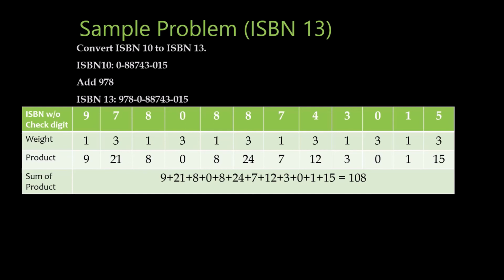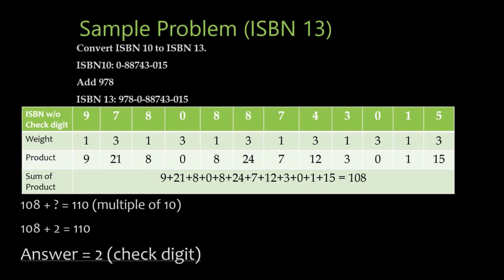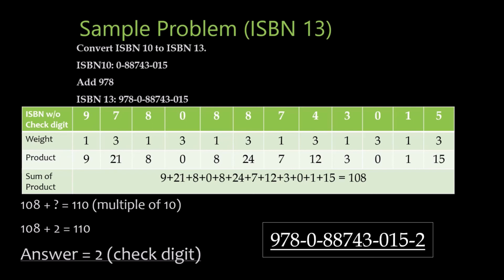Now, as you can see, we already know the weight in ISBN 13 format is only 1s and 3s, and after we have found the product, we will add all of this, and the sum of product is 108. Now, since it is in ISBN 13 format, we must think of a number that is closest to be a multiple of 10 when added to 108. For 108 plus 2 is equal to 110, and 110 is a multiple of 10. Hence, 2 is our check digit.